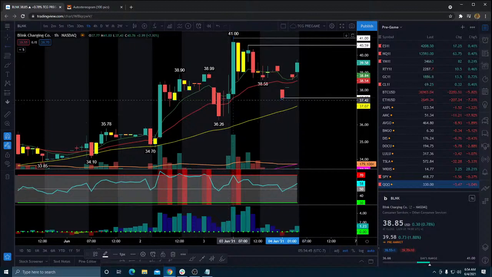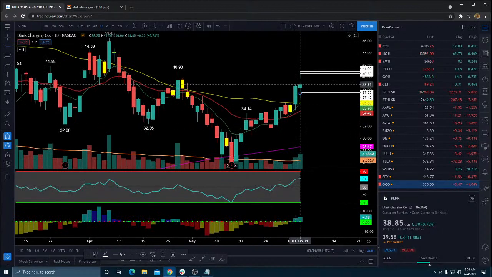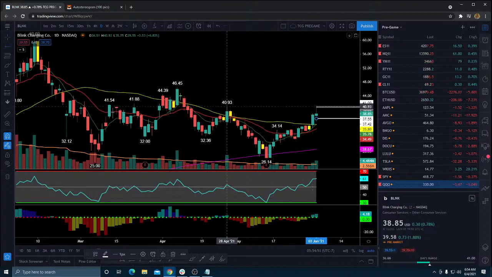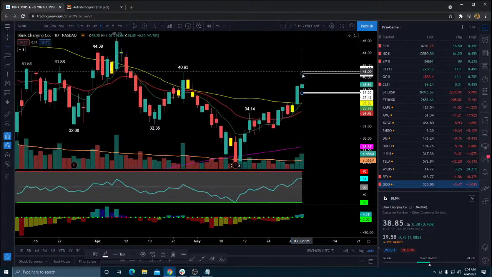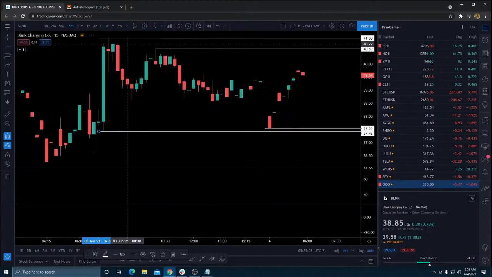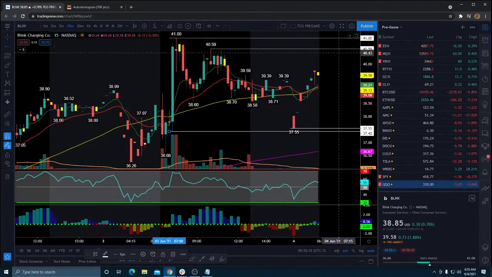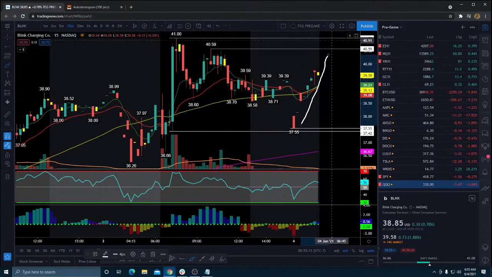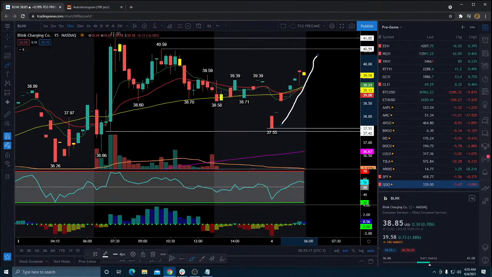So here are your levels on Blink. On the daily, this is a double top. This is a perfect short, actually. $41 and $40.93. This is a perfect double top. The bulls may need to pull back a little bit to try to get over $41 one more time. Short squeeze is just a fun fact, but it's not tradable information if you don't have a technical setup. So with Blink, I would be looking to short a pop up at $41 again.